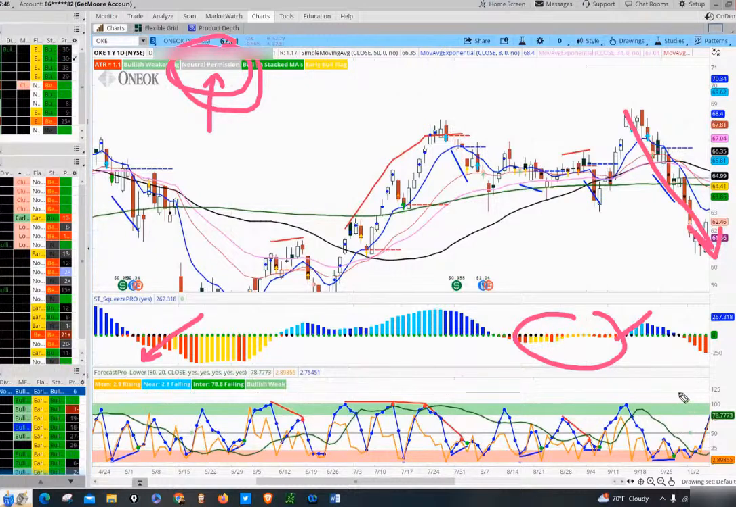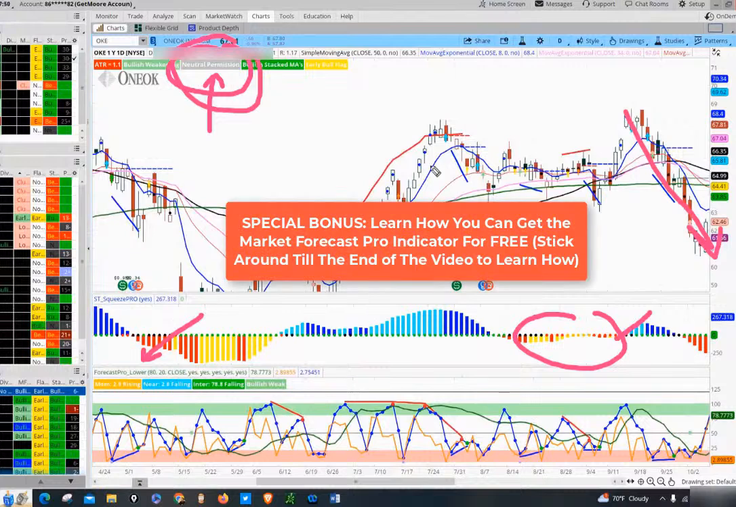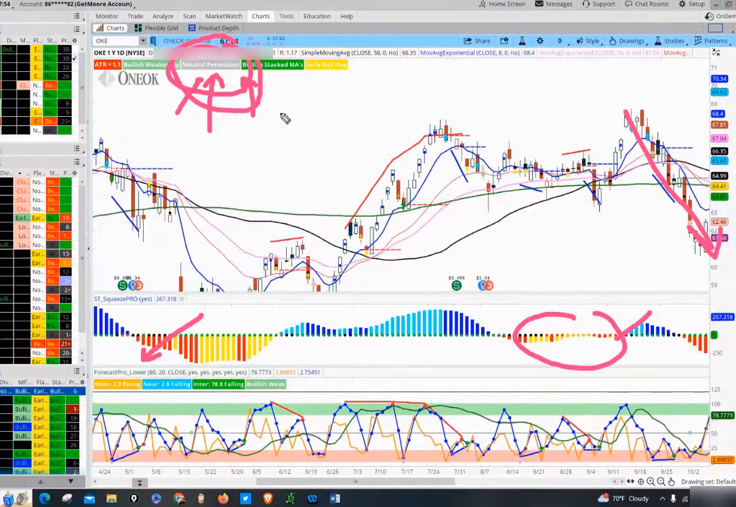I teach this indicator, and it lets me know who's in control on what time frames, and that gives me an advantage of when that squeeze fires, the likelihood of it continuing has the high probability. Okay, that's how you can become more profitable trading the TTM squeeze, looking at those higher time frames and utilizing the Forecast Pro. Does that make sense?